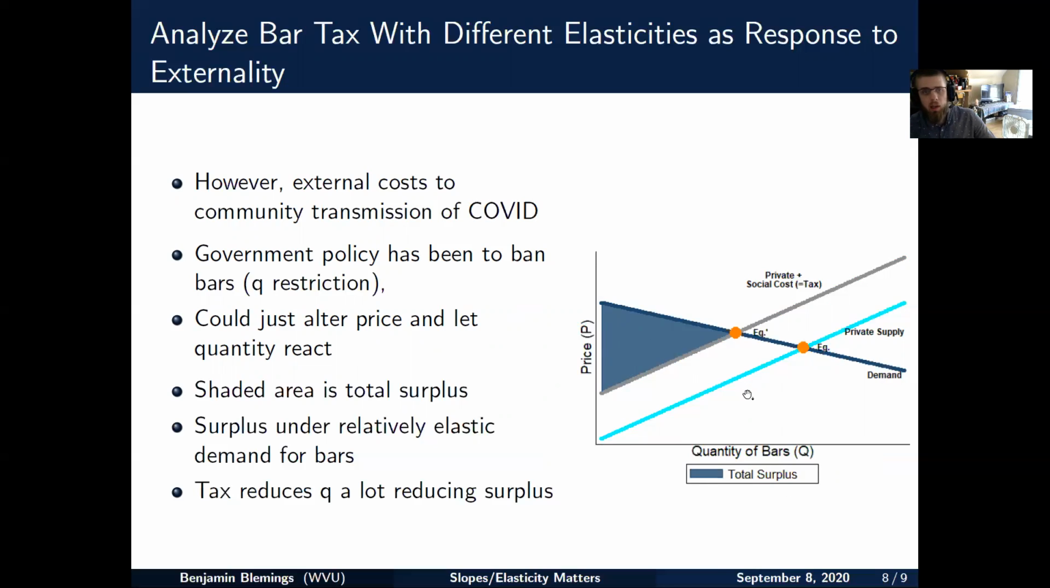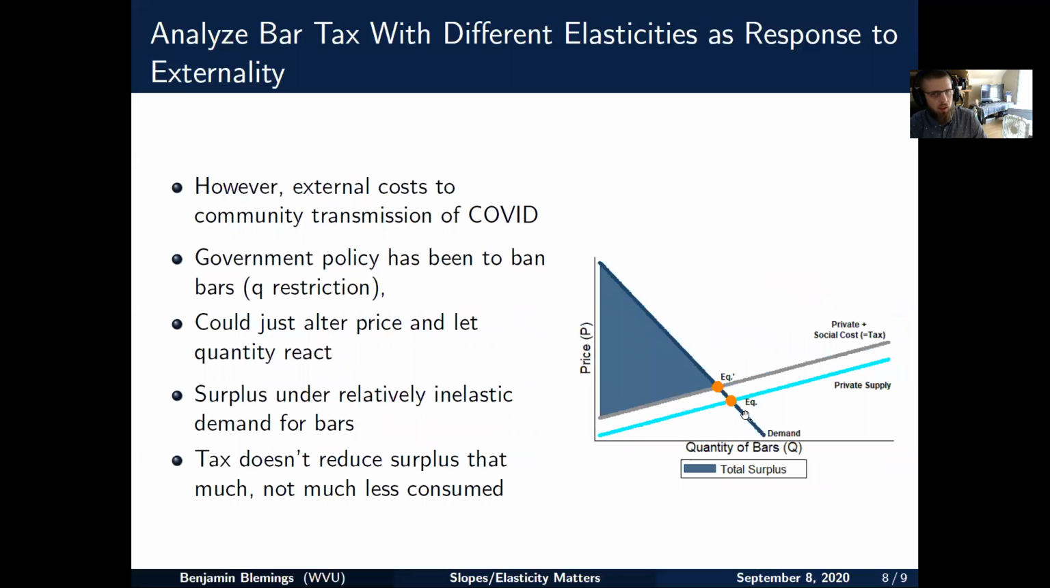But that's if demand is elastic. If demand is more inelastic, that is, if people are less price sensitive, then you get only a smaller drop off in the quantity of bars visited and a smaller drop off in the total social welfare due to that tax. So the slopes of these curves have implications for how taxing will affect the Q star. And that's pretty much all I have to say for now.